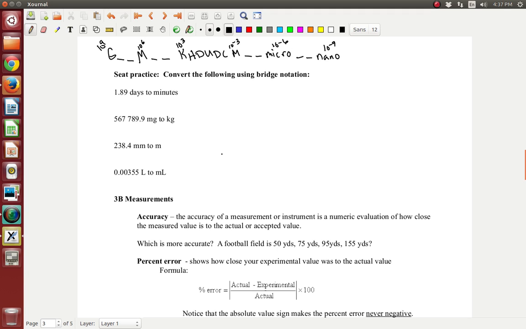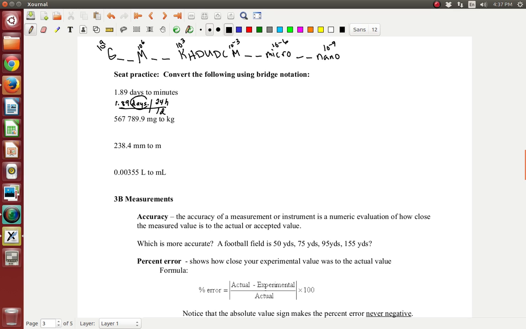All right, now we're going to use our information to convert. We're going to convert 1.89 days into minutes. So we're going to use bridge notation because bridge notation is what you're going to need. So 1.89 days. We're going to go from days to hours to minutes. That's the easiest way. You could go straight from days to minutes if you knew that. So I'm going to go days to hours to minutes. So there are 24 hours in one day.